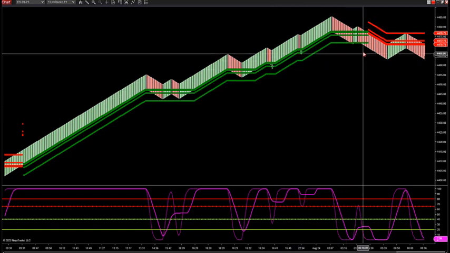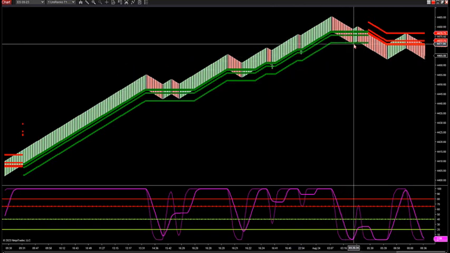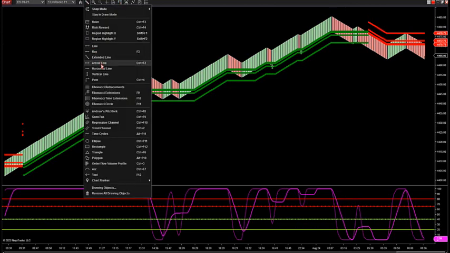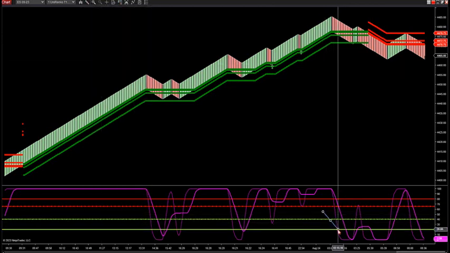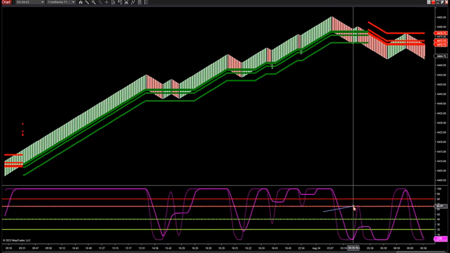But now look how we get into the zone here. But what happens is, look at your oscillator. Our small oscillator gets below 20, but look how it stopped.